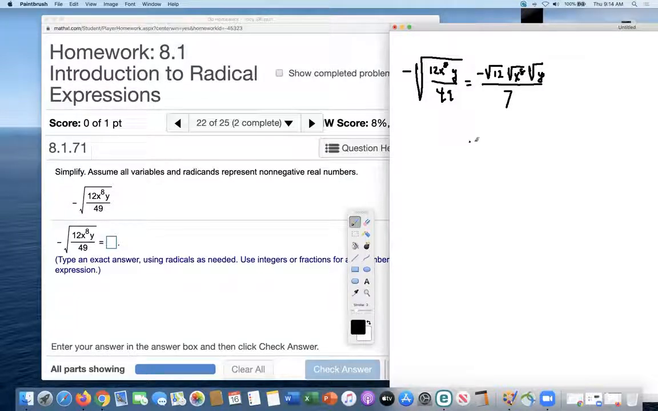Now what you have to do is take a look at the 12. Square root of 12. Is there a perfect square that goes with the 12? Some people say 6 and 2. That's all well and good, but 6 and 2 is not going to help you with this problem. 6 is not a perfect square. Okay, certainly this is true.